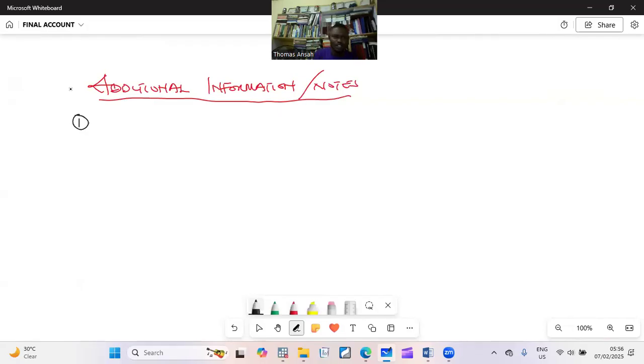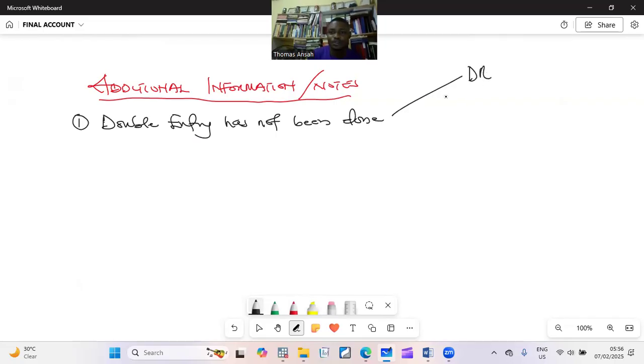That is the meaning. So additional information means that the double entry has not been done. You remember the double entry? The double entry that says that to every debit, there is a corresponding what? Credit. So it means that you are now going to do the debit. What will you debit and what will you credit? We will learn about that.